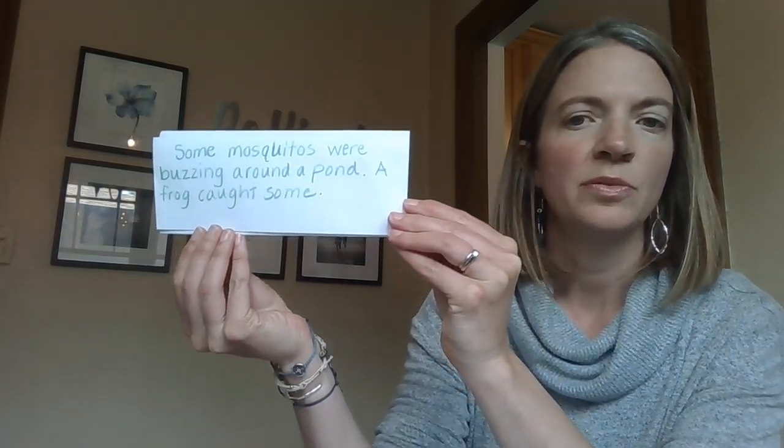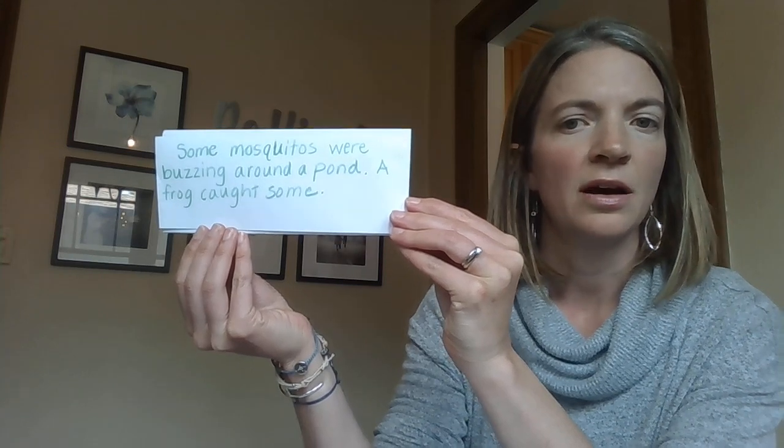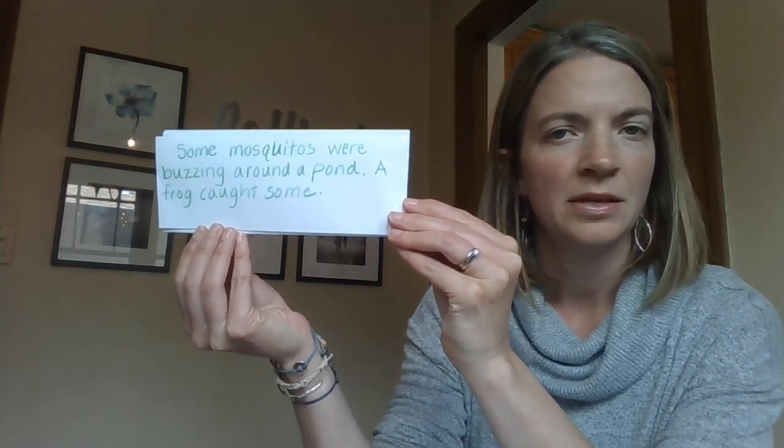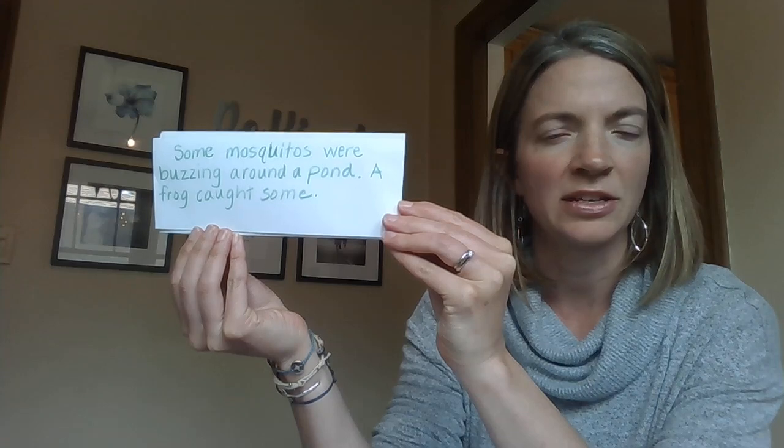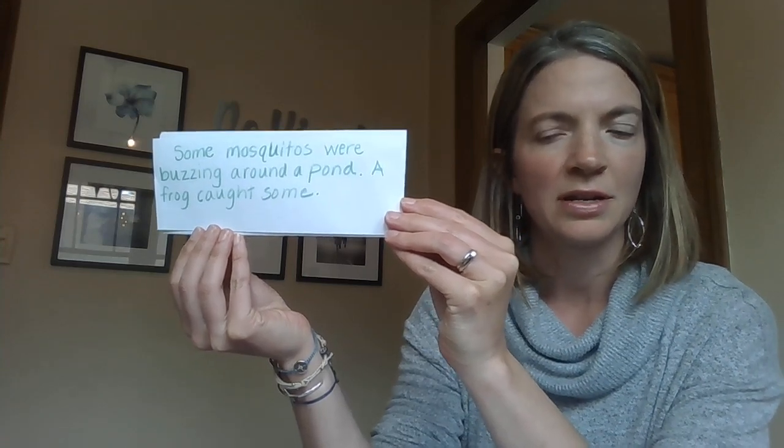Some mosquitoes were buzzing around a pond. A frog caught some. So take a minute to just do a quick sketch of what you think is going on in that problem. What are you picturing? How many do you think there might be? How do frogs catch mosquitoes? So just take a minute and sketch what you think is happening. I might do some sketching as well.